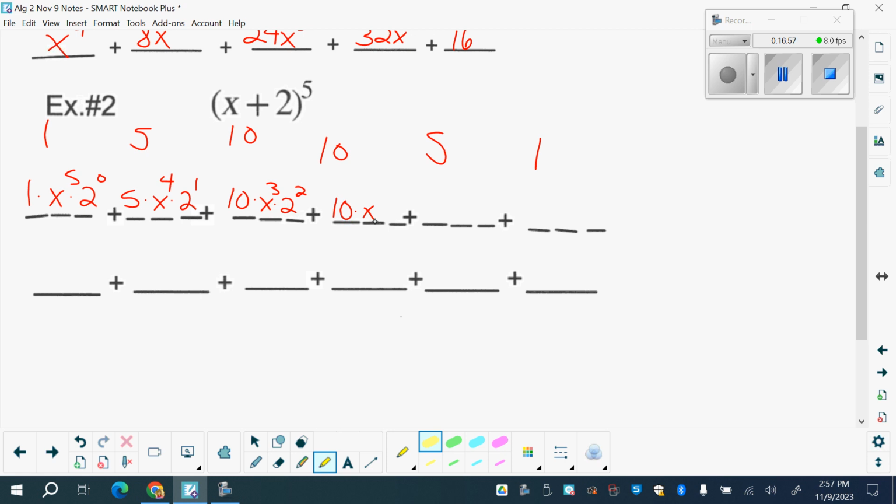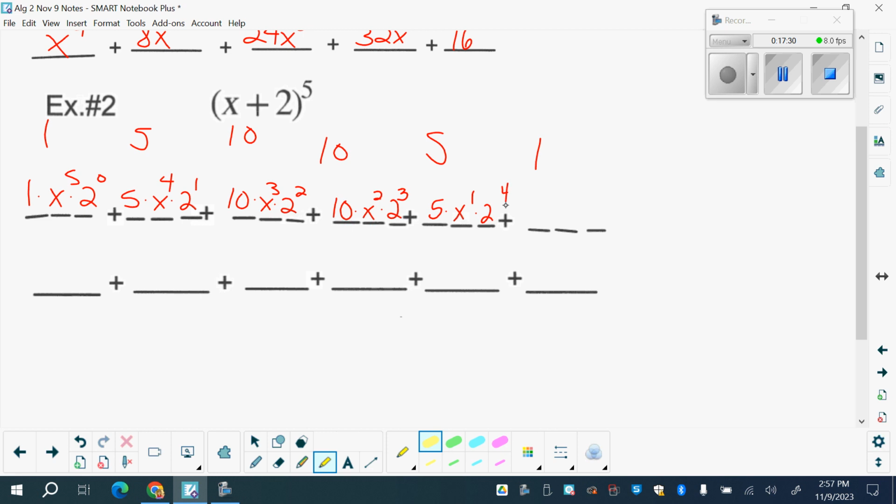2, and then what about the exponent on the 2? So remember these go up. So 0, 1, 2. What comes after 2? 3. That's right. Or you can think of them as going down if you go right to left. So this one would be 5 times x to the 1 times 2 to the 4th.